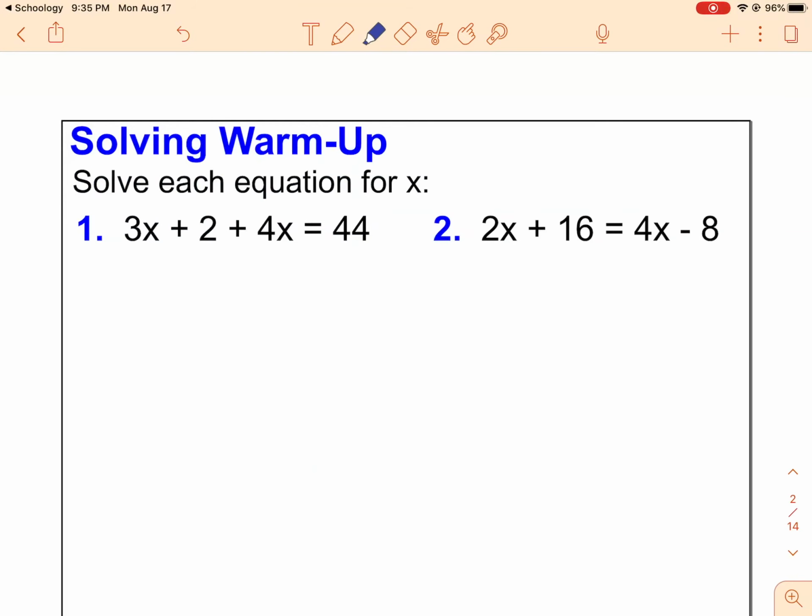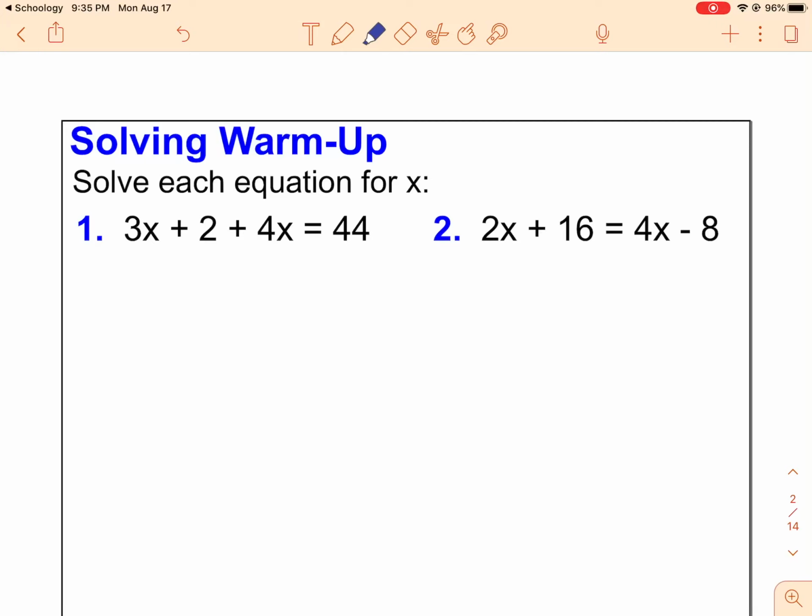Getting us ready for some of that solving, we're going to do a little warm-up. So I'm going to have you pause it, solve these two problems, and then I'll quickly show the work to get to the answers that you should have. So you can go ahead and pause it now.